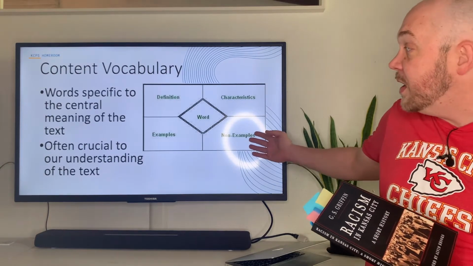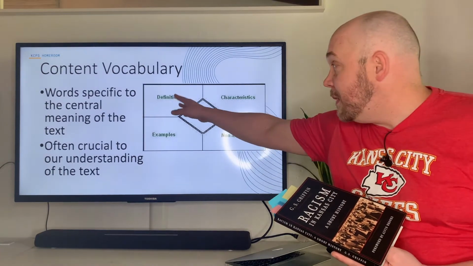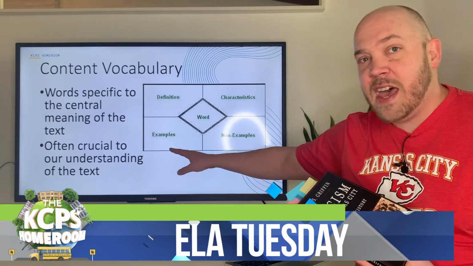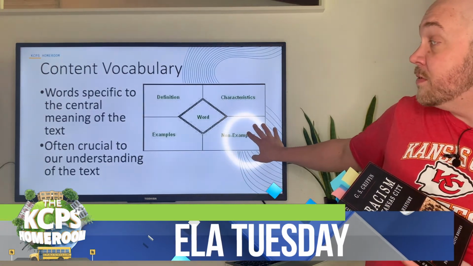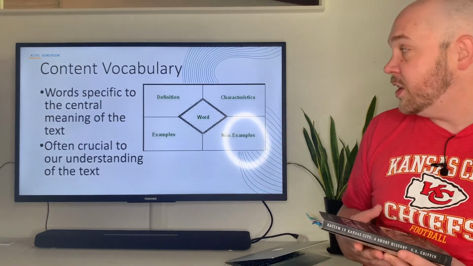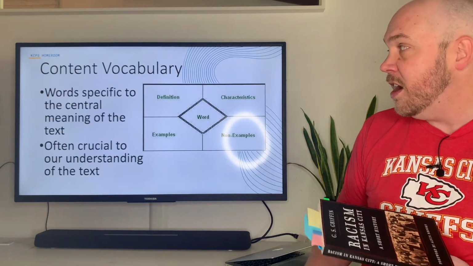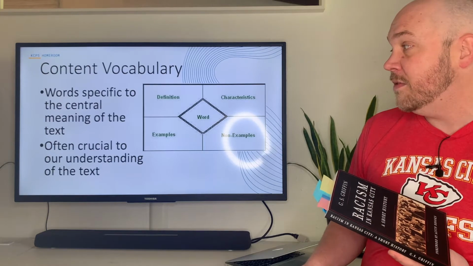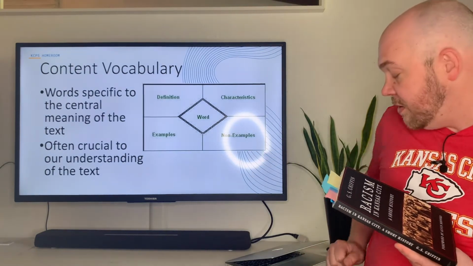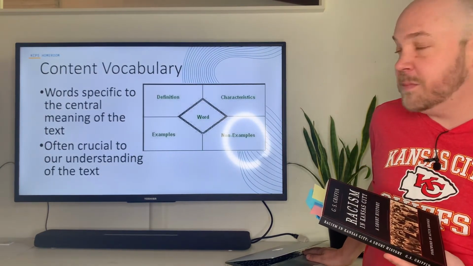Content vocabulary. You may have seen an example like this one, where if you put the definition in the middle, it really helps you think about what it means, what are the characteristics of that word, what are some examples of that word, and what are some non-examples. Because you can say what it's not, then you're really able to speak on what it is even more clearly. So content vocabulary, just to get that definition out there, are words that are specific to the central meaning of the text, and they're often crucial to our understanding of the text. When you think about that word crucial, that means that without them it wouldn't mean the same thing.